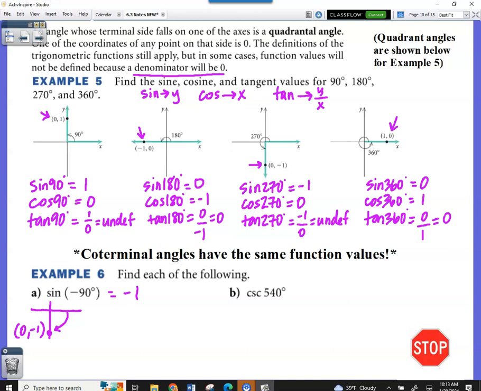All right, cosecant of 540. There's two things here that I don't like. I don't like the reciprocal function, and I don't like being beyond 360. So I'm going to take 540 and calibrate that by finding the coterminal angle, 180, right? So I'm actually finding the cosecant of 180.